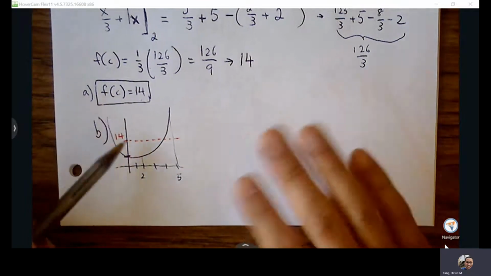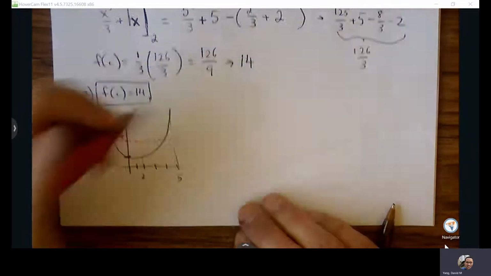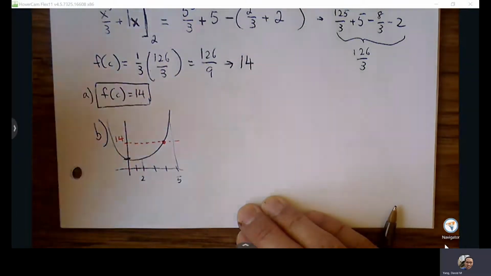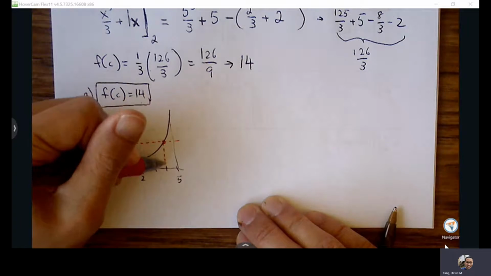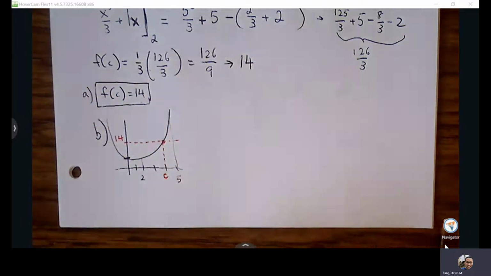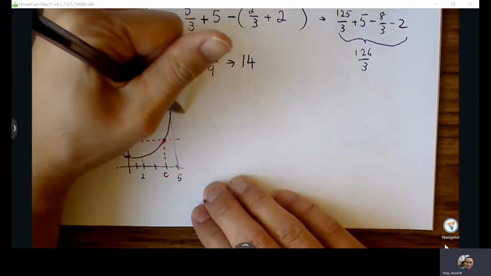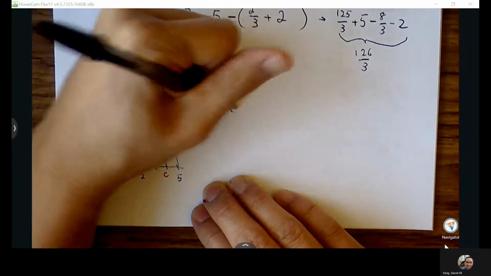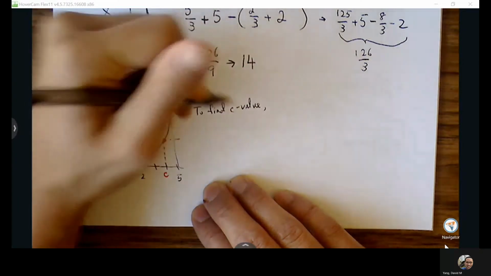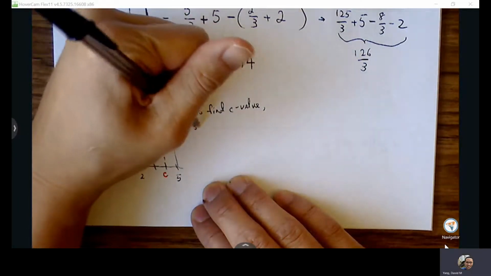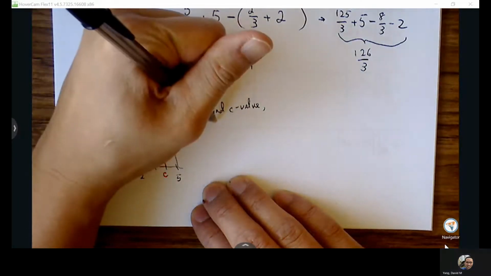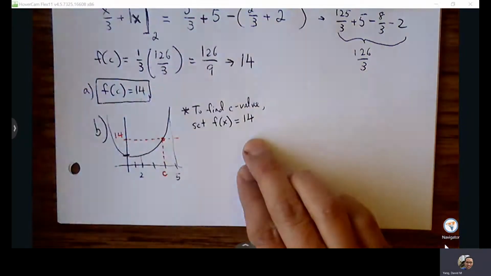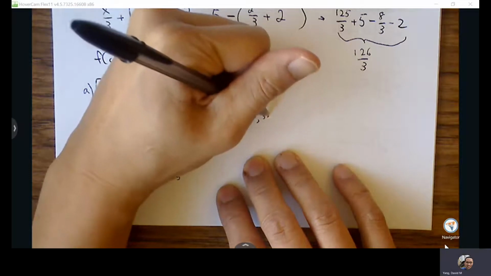So now part B is saying find the c-value. So find the c-value just means we know that the graph is going to hit 14 at some y value. Where does it hit 14? What is that x value? So to find the c-value basically just means set the function equal to the average value, in this case 14, and then solve for x.